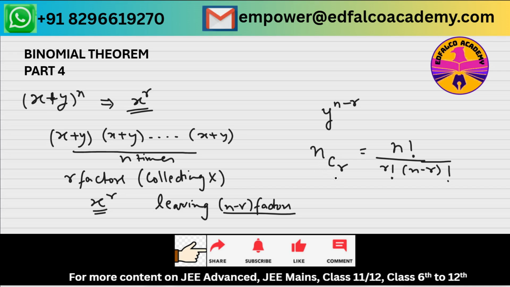Here also we are doing the same. We have n factors given and we pick x from r factors, so that can be done in nCr ways. In each of these ways you get y^(n-r), because you pick y from the remaining n minus r factors, and it has to be multiplied with nCr, because that many ways are there to collect it. Therefore, the coefficient of x^r in (x + y)^n is nCr y^(n-r).